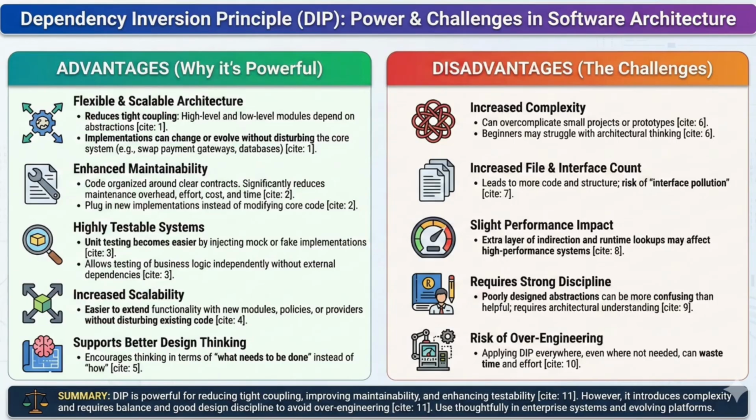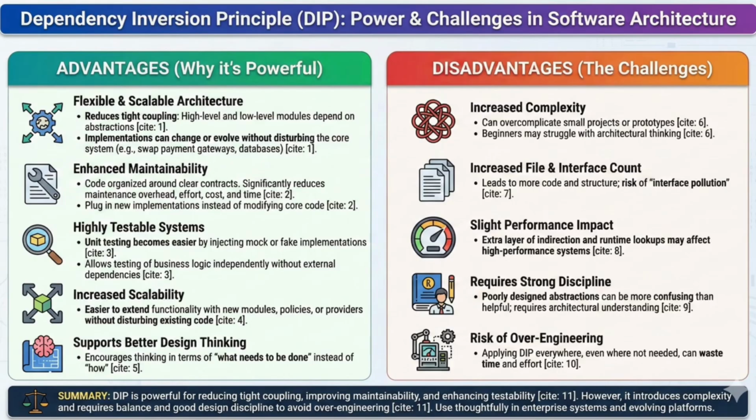Dependency inversion also supports better long-term design thinking. It encourages developers to think in terms of what needs to be done instead of how it will be done. This results in clearer architecture, more reusable components, consistent design standards, and a strong foundation for professional software engineering. Code readability improves because interfaces explain intent better than concrete class dependencies. Systems become more logical, predictable, and professionally structured.